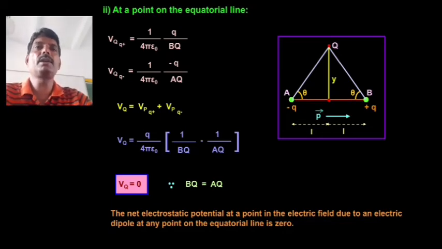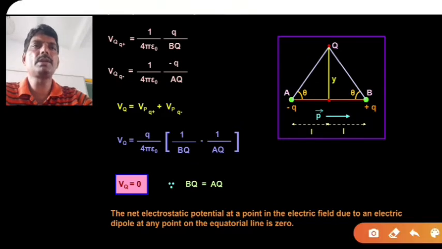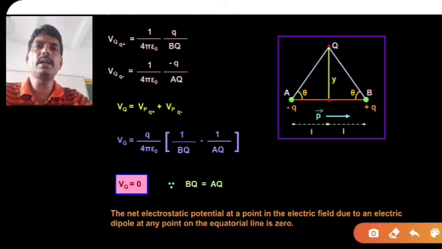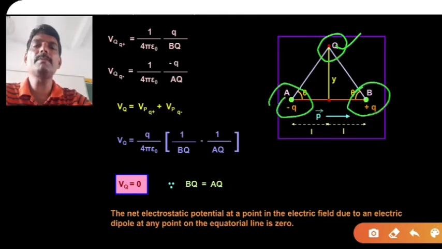Now the electric potential on an equatorial line. Already we have seen the equatorial line concept. Equatorial line means suppose you are having this dipole system, then the bisector of this is called an equatorial line. So on this equatorial line, we have to take any point. Suppose I have taken the point Q, and at that point Q, I will locate a test charge, or you can say a unit charge, and at that particular point, I will find the electric potential due to this dipole.